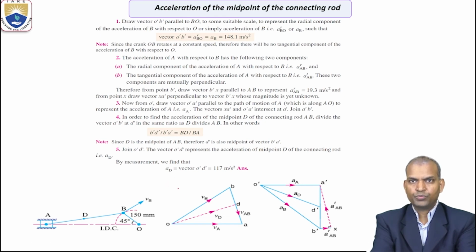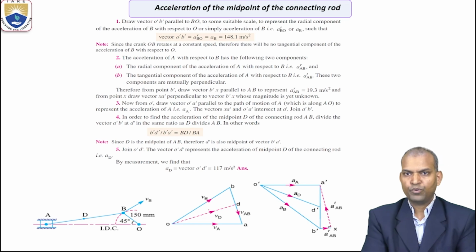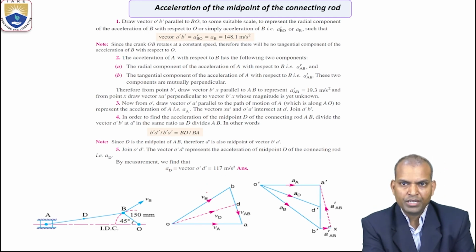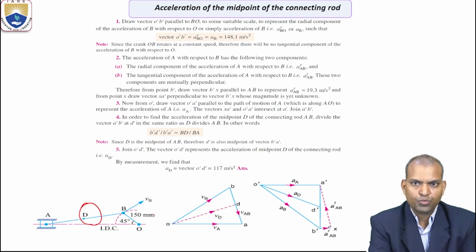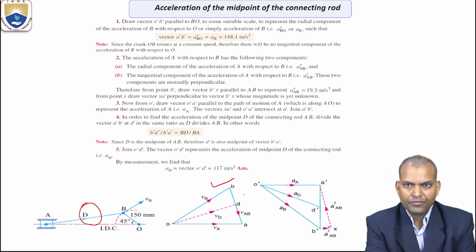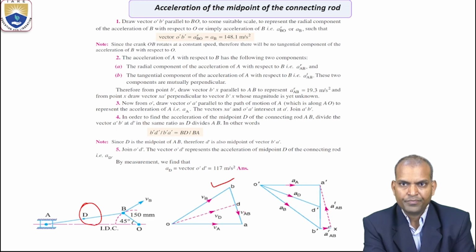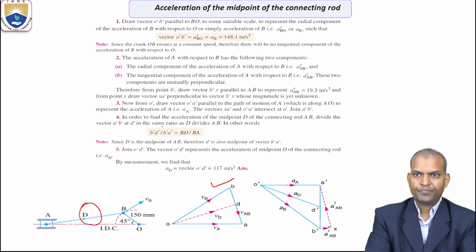Let me complete this portion so that we can see how the midpoint can be drawn. It's very simple. Now, how do we draw the acceleration of the midpoint of the connecting rod? We want the acceleration of the midpoint of the connecting rod, that is point D. We have already drawn the velocity diagram. Let me read from it step by step so that we understand better.